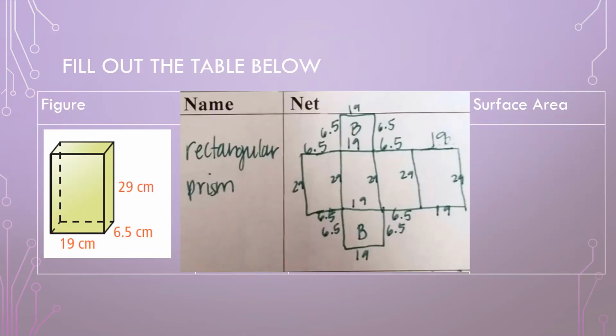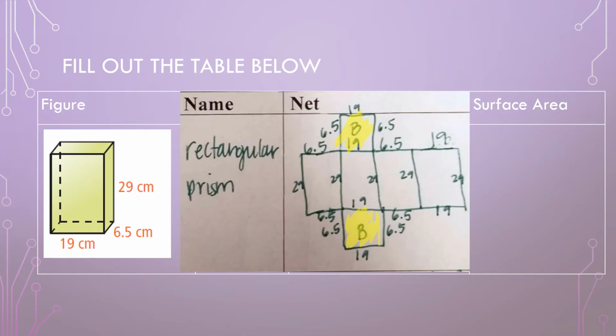So the first one is a rectangular prism, and notice how I filled in the lengths there. That is important for you guys to fill in as well. So my 2 bases are this one and this one. If you don't want to fill in all of the lengths, that's fine, but it's definitely helpful for you to figure out what the surface area is.